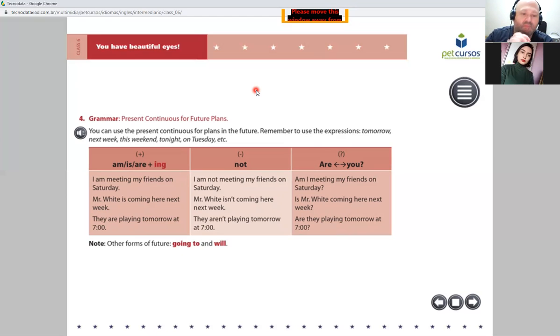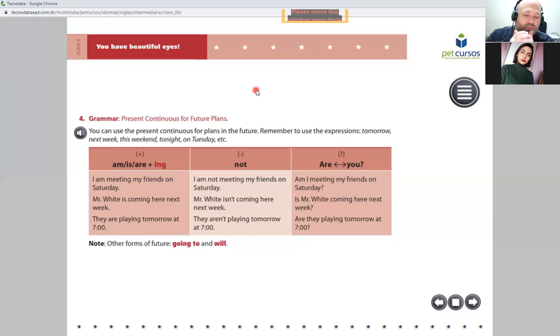Mr. White is coming here next week. Mr. White is coming here next week. Mr. White isn't coming here next week. Mr. White isn't coming here next week. Is Mr. White coming here next week? Is Mr. White coming here next week?